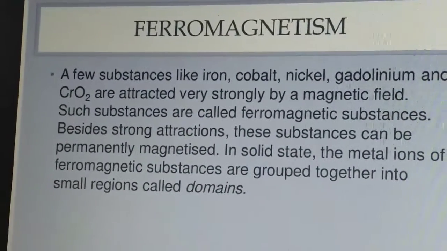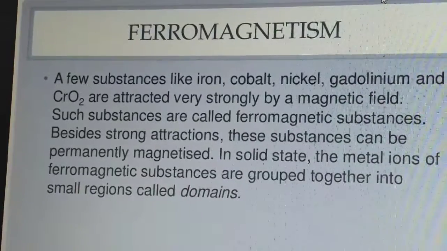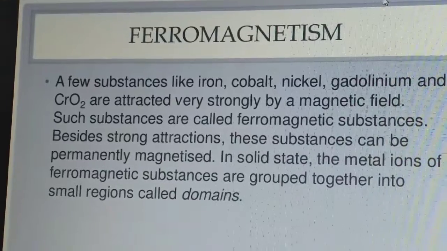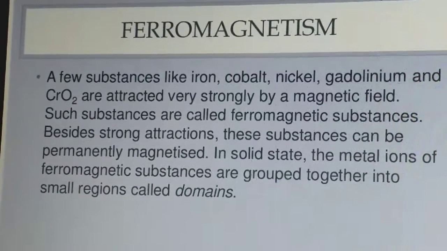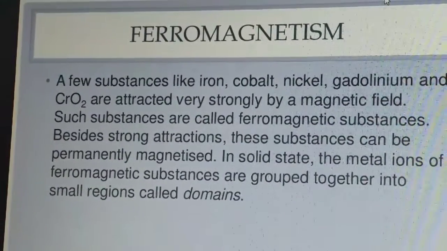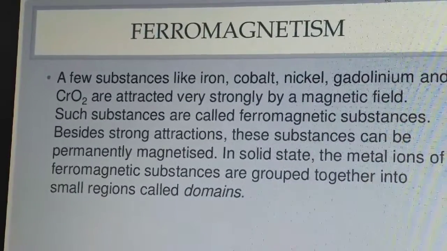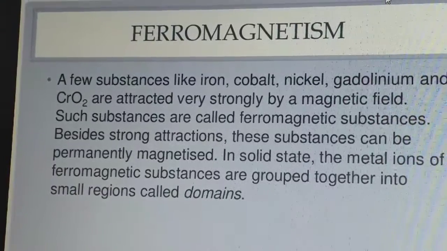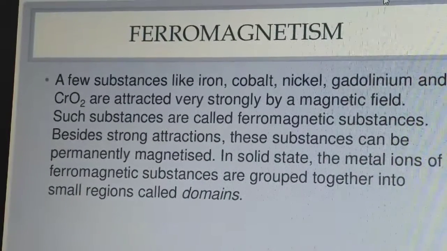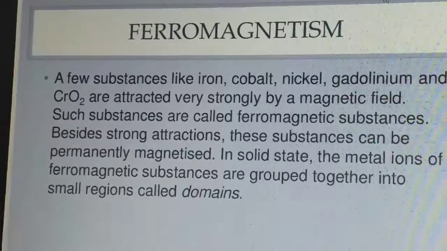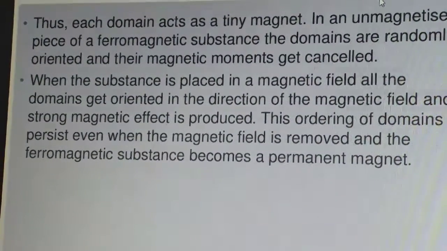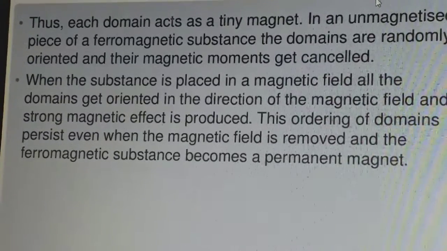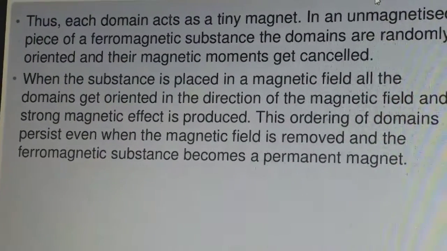Next is ferromagnetism. A few substances like iron, cobalt, nickel, gadolinium and CrO2 are strongly attracted by a magnetic field. Such substances are called ferromagnetic substances, and these substances can be permanently magnetized. In the solid state, the metal ions of ferromagnetic substances are grouped together into small regions called domains. Each domain acts as a tiny magnet, and in an unmagnetized piece of ferromagnetic substance, the domains are randomly oriented and their magnetic moments get cancelled.